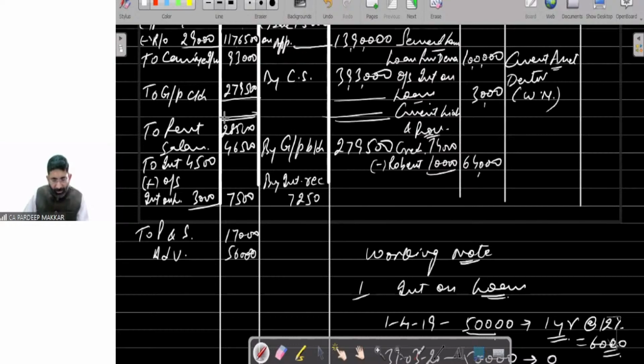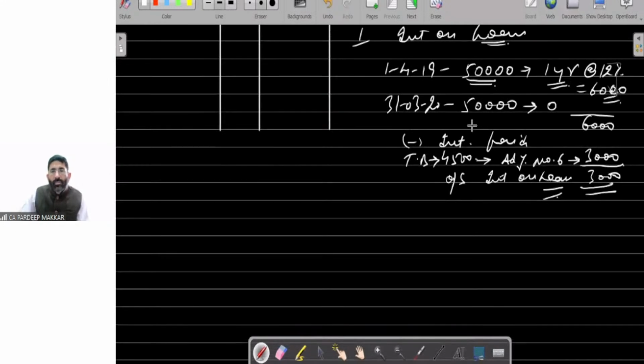So see here, interest received is given to you. While writing this, you should write working note number 1. Okay, here also you may write working note number 1. It is mandatory because it will make your presentation better. Then working note number 2 is there: interest received. Here he has mentioned 7,250 is the total amount of interest received.